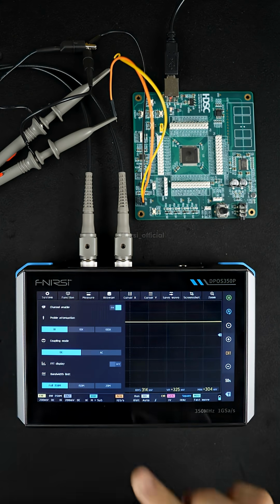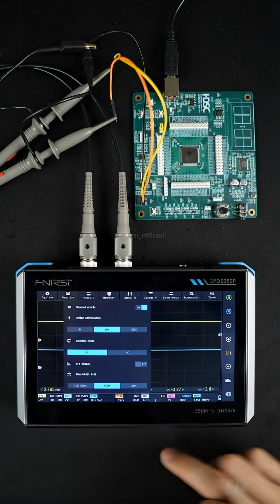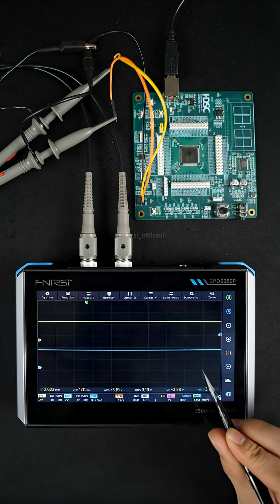We first set channel 1 to 10x attenuation. Then, enable channel 2 and also set it to 10x attenuation. Now we can see the waveform flickering on the screen.